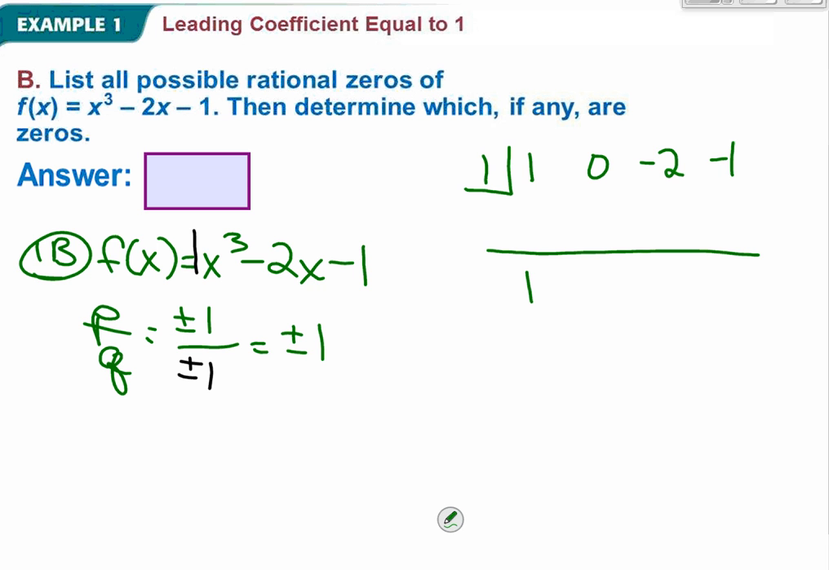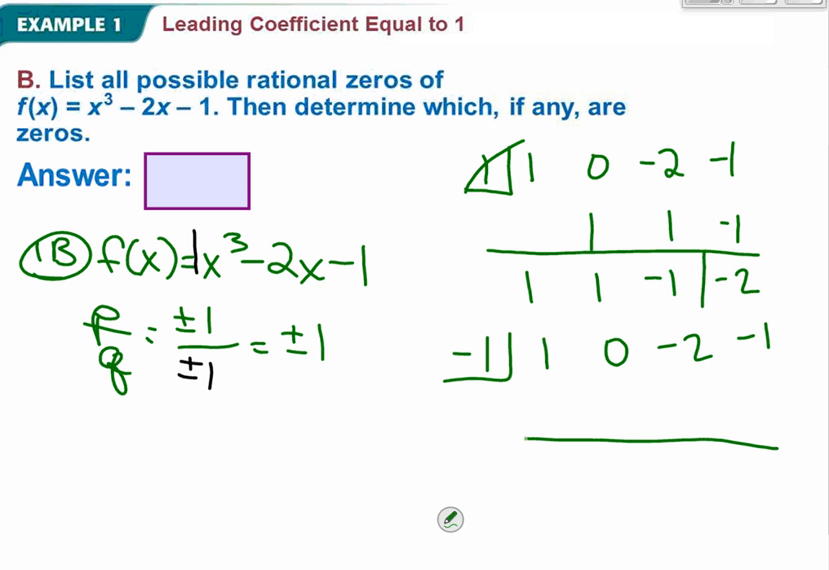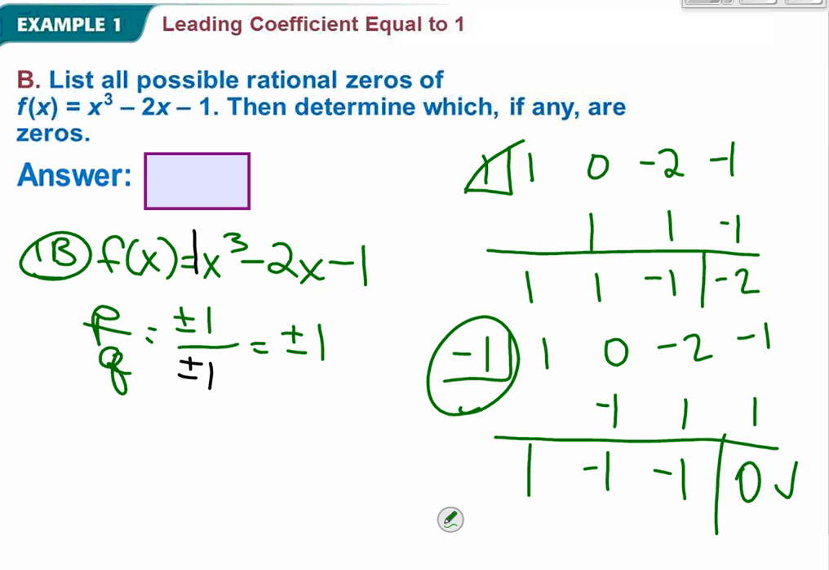So I bring down my 1, 1, 1, 1, -1, and -1, -2. So does this one work? No. And so then we'll try -1: 1, 0, -2, -1, and 1, -1, -1, 1, -1, 1, 0. Oh, this one works.